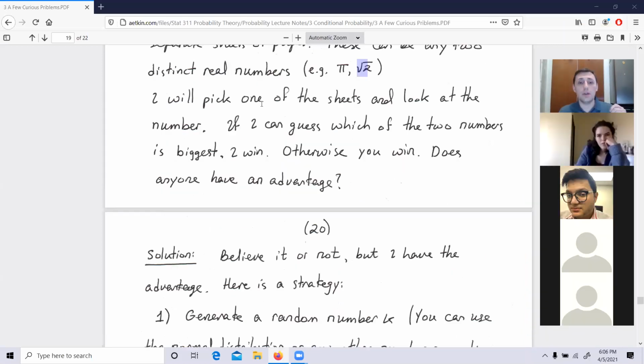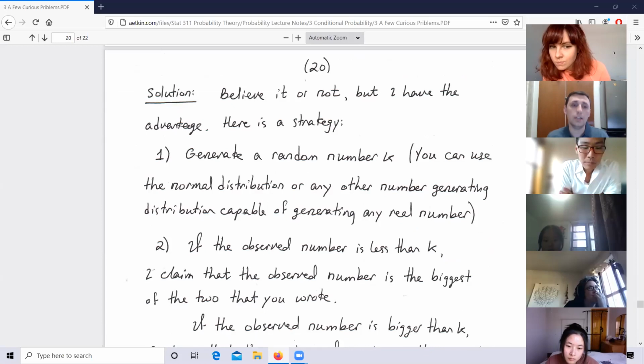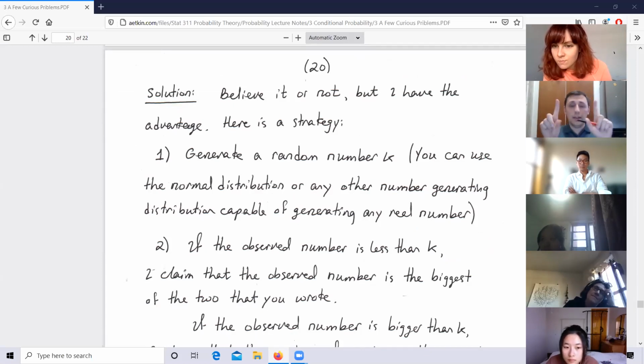So this is what I will do. I will take and generate a random real number. You see, I can do that using any distribution that is capable of generating random real numbers. I can take the normal distribution or any other distribution, doesn't matter. I will generate some number and I will compare it with the number that I observe. Do you understand? So instead of having your second number, I create a random number and I will look, and now I have 2 numbers.